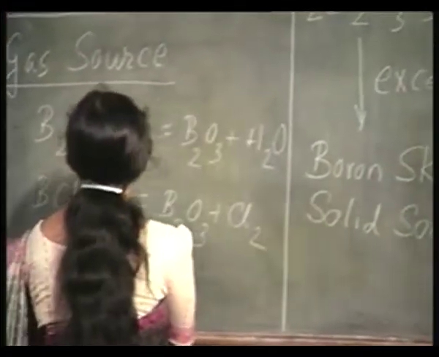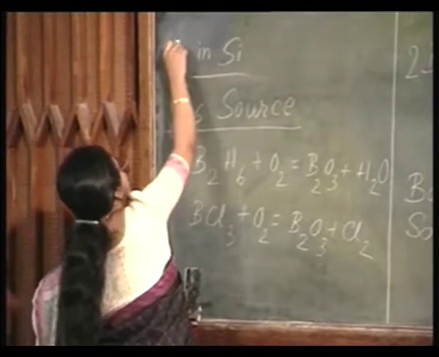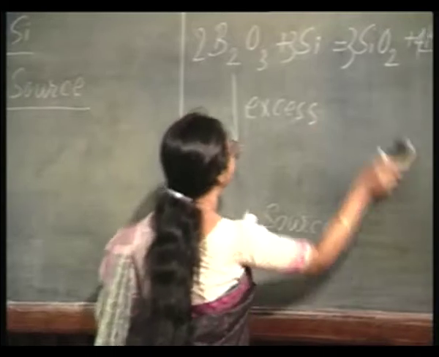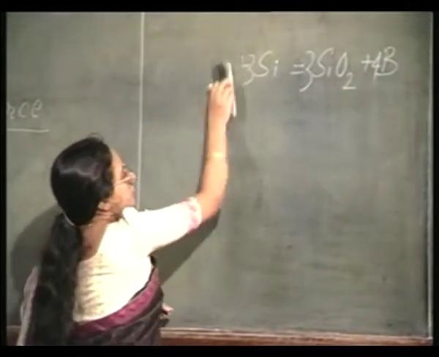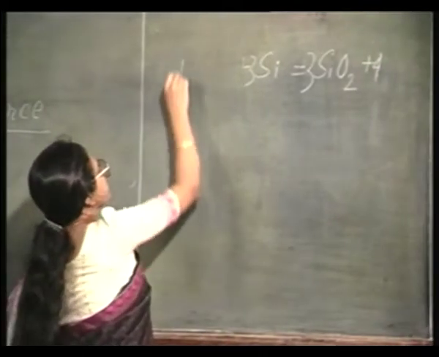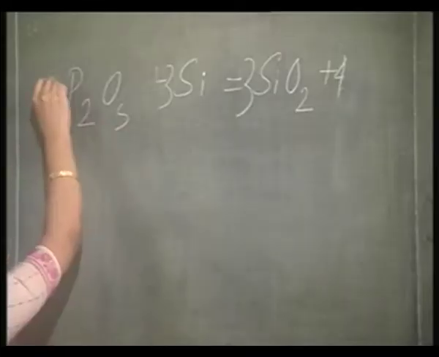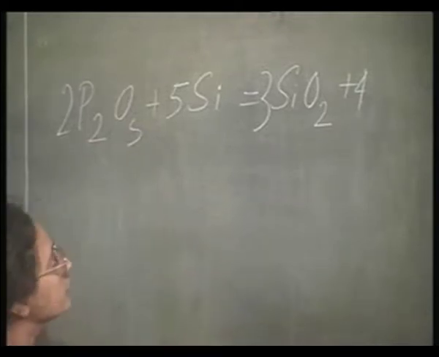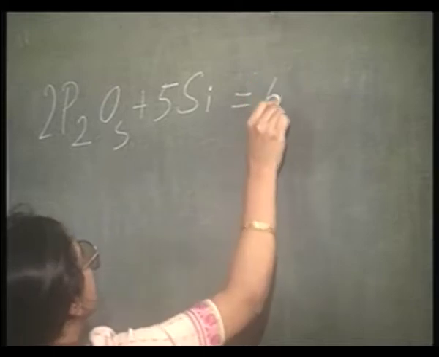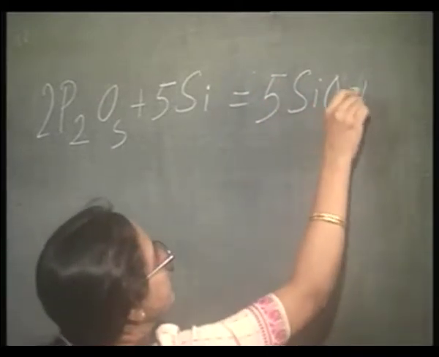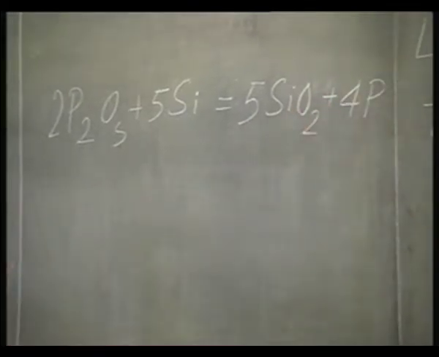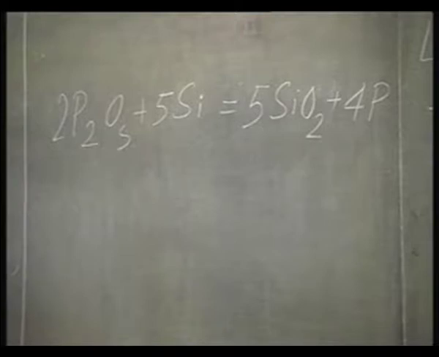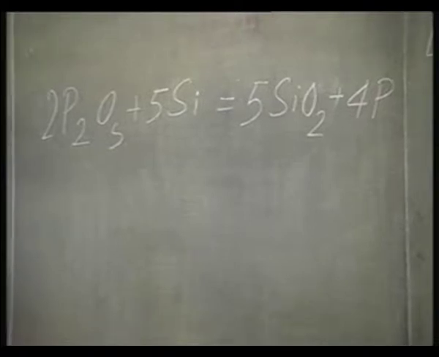Again, in case of phosphorus, the basic reaction is going to be between P2O5 and silicon to give phosphorus, which will be incorporated in silicon and form a layer of silicon dioxide. That is essentially the basic reaction.